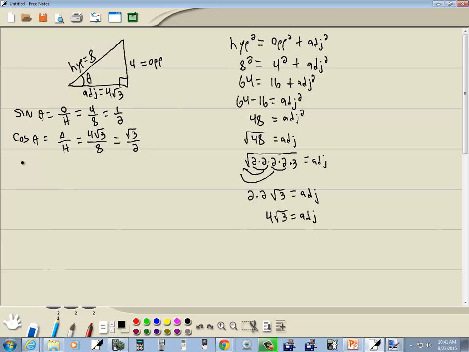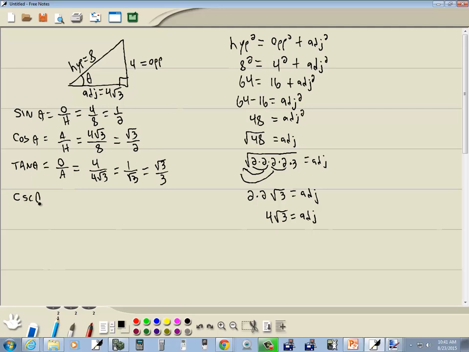The tangent is equal to opposite over adjacent. Opposite we said was 4. Adjacent is 4 square root of 3. Well, those 4's cancel, so we've got 1 over square root of 3. And we can't have a radical in the denominator, so we'll multiply top and bottom by the square root of 3. 1 times square root of 3 is square root of 3, and square root of 3 times square root of 3 just gives us a 3.